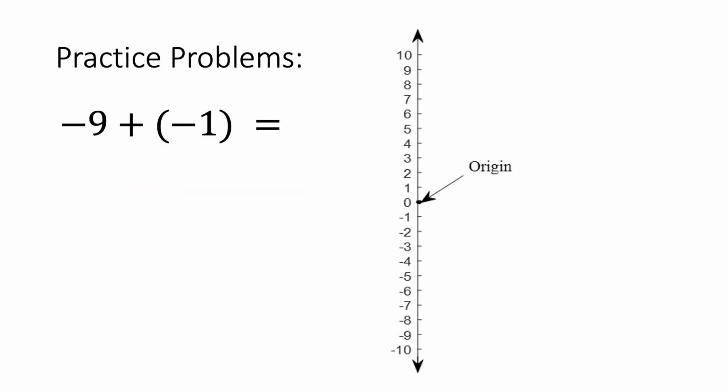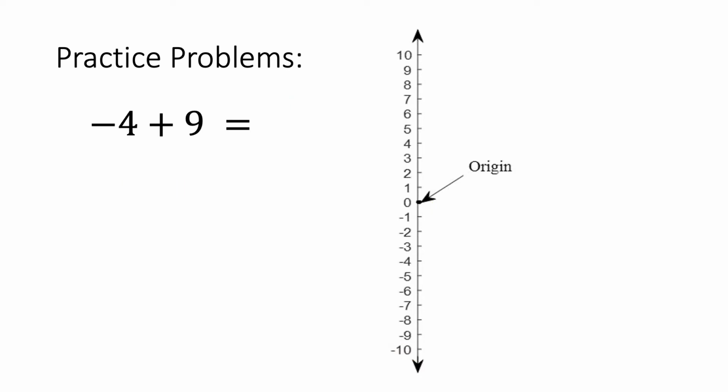We can also look at a number line that goes vertically. This might be more helpful in understanding the value of the numbers. So when we see negative 9, we're going to go down 9, and when we see negative 1, down 1. So if we go down 9 and down 1, we end up at negative 10.